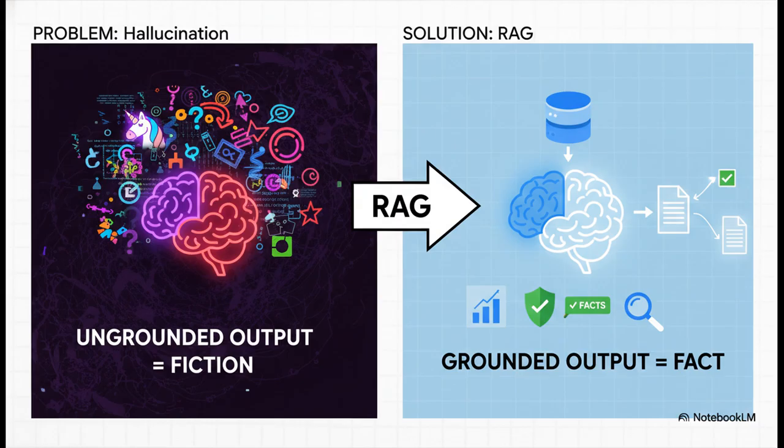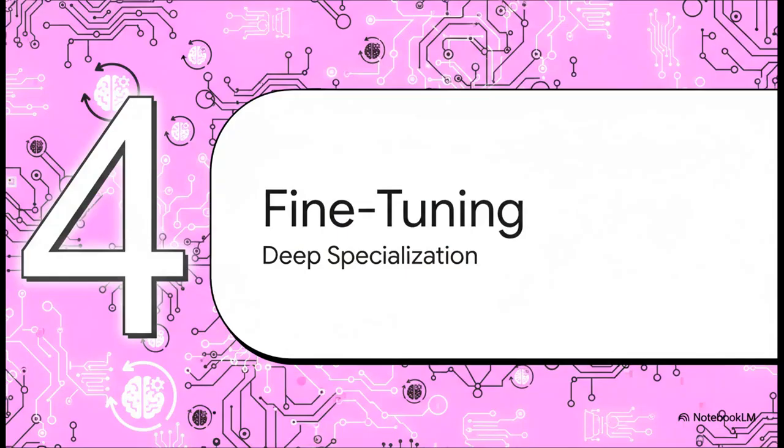This is absolutely essential for any app that needs to be accurate and up to date. All right, time for our third and most powerful tool, fine-tuning. Now, this is a whole different ballgame. We're not just giving instructions or facts anymore. We are fundamentally changing the model's brain to teach it a brand new skill.